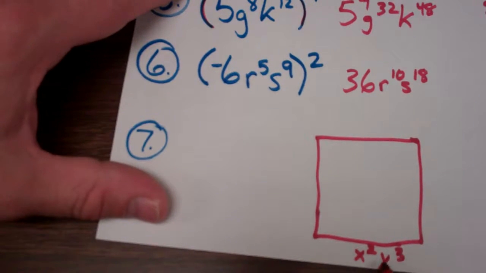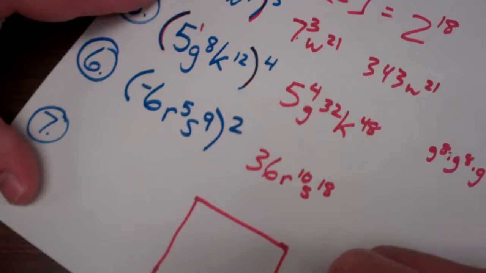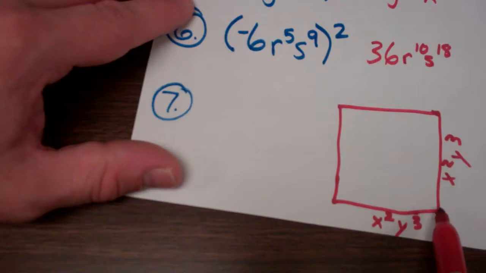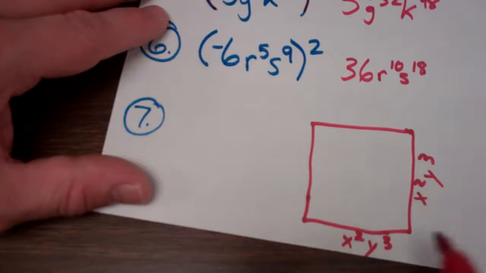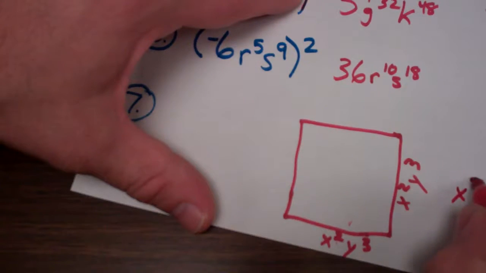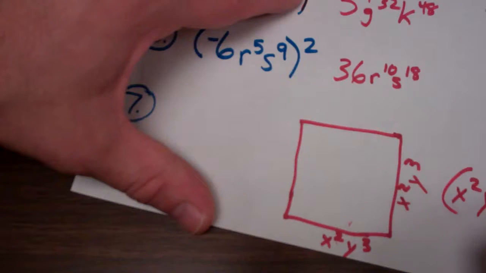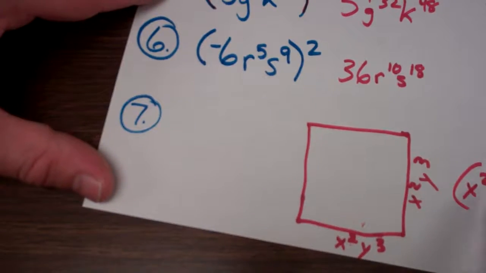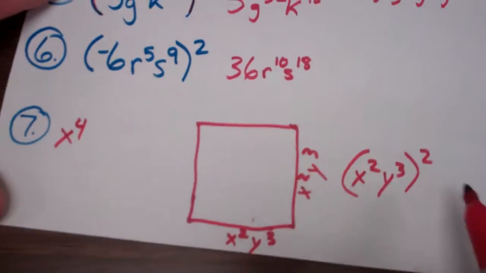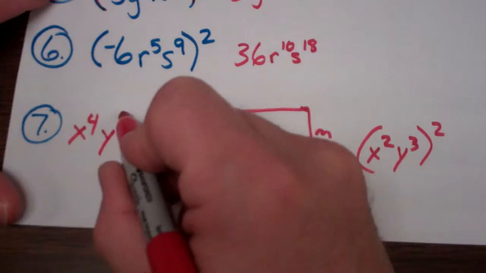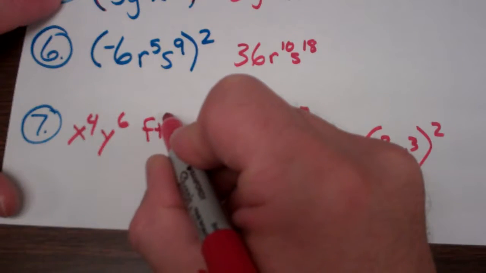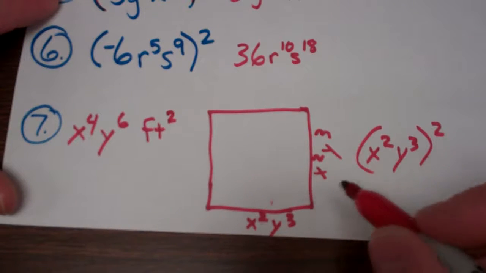Well, if it's a square and this is x squared y cubed, then this is also x squared y cubed. And to find the area, I take length times width, or side squared in a square, right? So that means I'm basically taking x squared y to the cubed squared. So let me show you that. That would be x squared y cubed squaring it. Okay, we just practiced this, so you ready? X to the 4th, y to the 6th. X to the 4th, y to the 6th. And that would then, of course, be feet squared, because we're dealing with units squared. Okay?